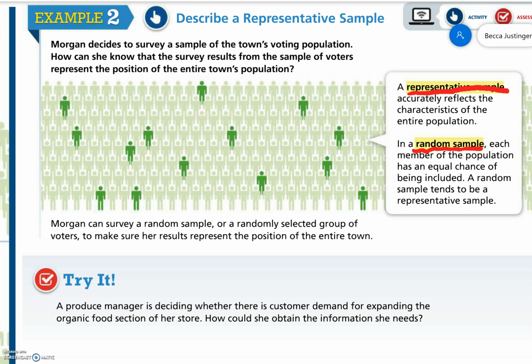So if you're picking people randomly, that's going to be more fair. You're going to get a sample with people from all different positions. So Morgan can survey a random sample, or a randomly selected group of voters, to make sure that her results represent the position of the entire town.